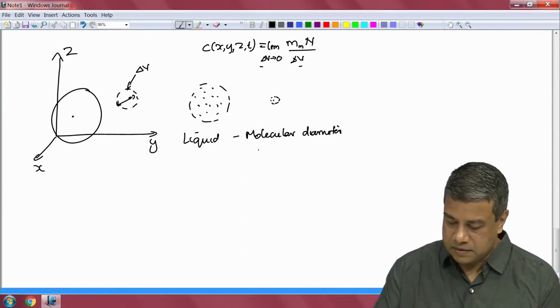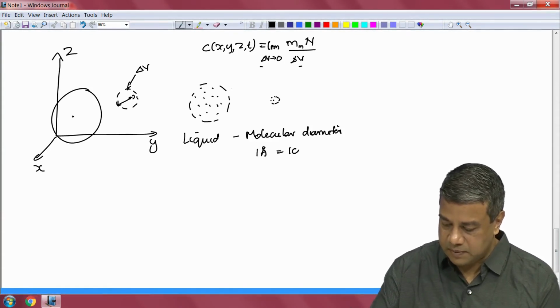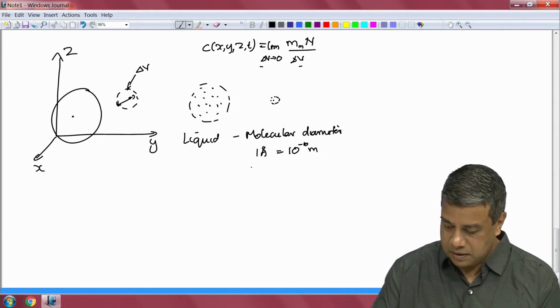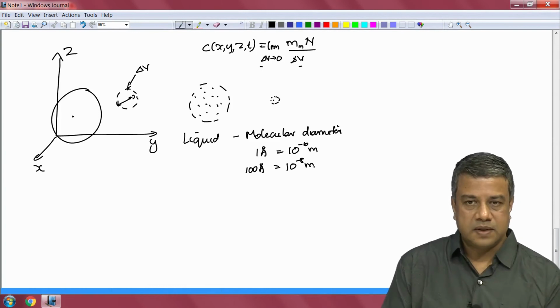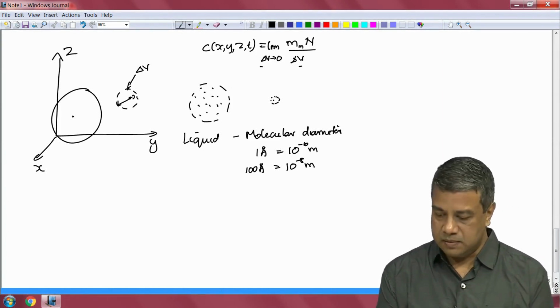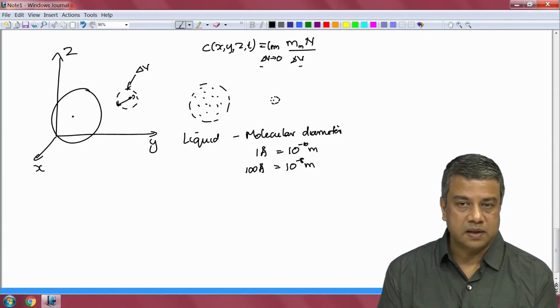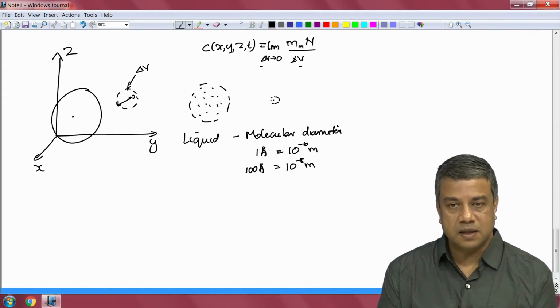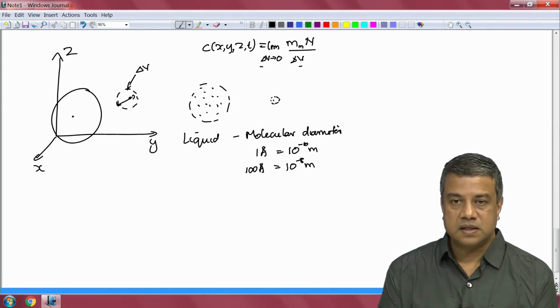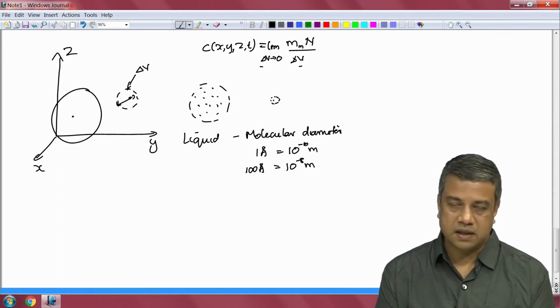Which is of the order of 1 angstrom, which is equal to 10 power minus 10 meters, to let us say 100 angstroms, which is equal to 10 power minus 8 meters. So, in liquids the molecular size is comparable to the molecular diameter, and therefore, you require that the system size should be much larger than the molecular diameter, so that you can define an intermediate scale over which continuum averages are defined in the case of liquids.